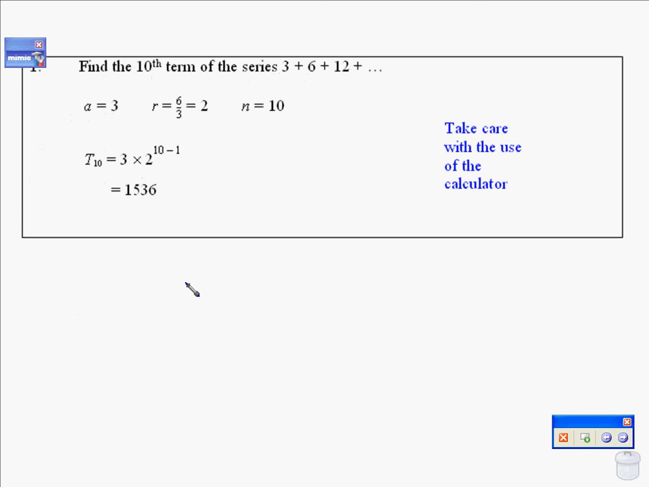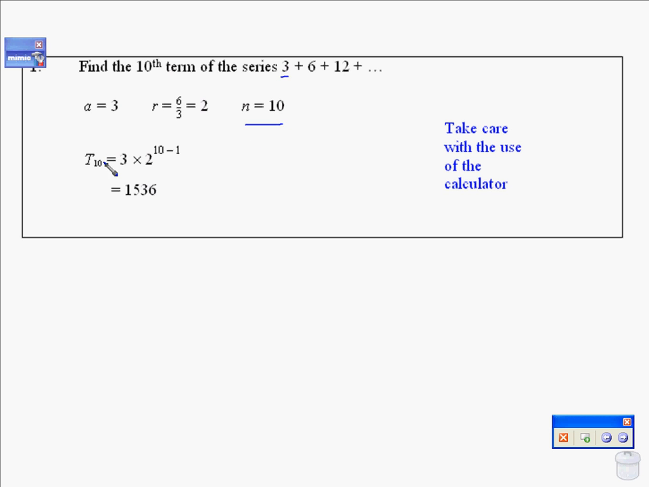So let's have a look at some questions here. The first one is finding the 10th term of the series 3, 6, 12. Again, we're going to use A times R to the power of n minus 1. We need A, we need R, and we need n, so there are 3 unknowns to find the 10th term, T10. A is 3, because we can see that there. R would be 6 divided by 3, which gives us 2. And we're told that we want to find the 10th term, so n is equal to 10.